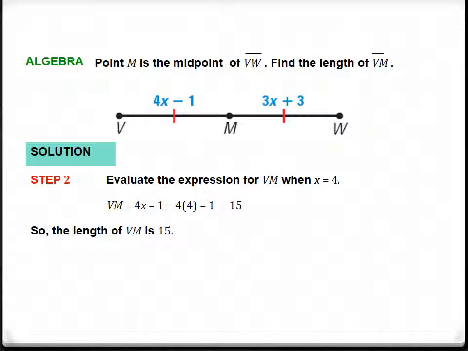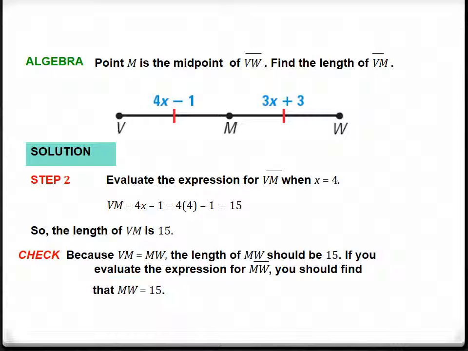Now remember, we said that M was the midpoint. So you can check your answer, because if you substitute 4 in for the other statement, 3x plus 3, it also should come out to be 15, because they are supposed to be equal. So MW does equal 15, because we get 12 plus 3 is 15. So therefore, it is correct.